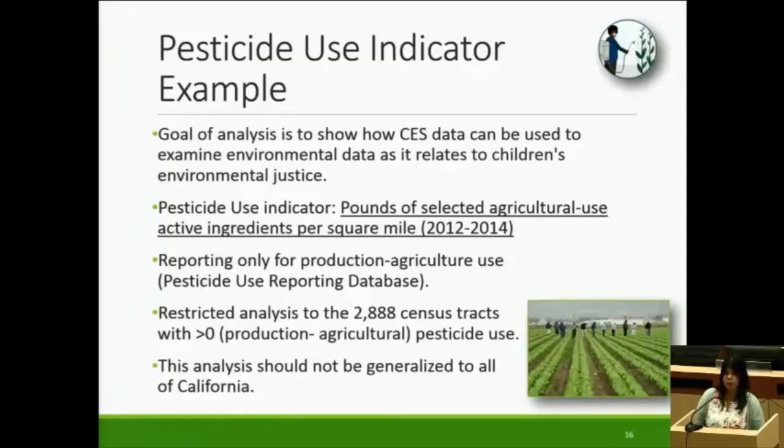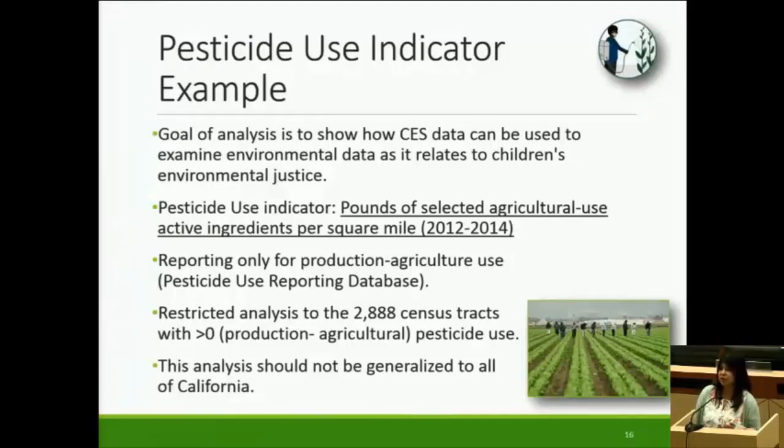Only about a third of the state, 2,800 of the 8,000 census tracts, actually have pesticide use. And I should note a caveat: this is for agricultural production use only, which is the type of data that's only available at a small geographic scale.